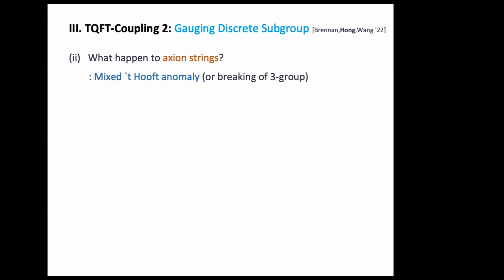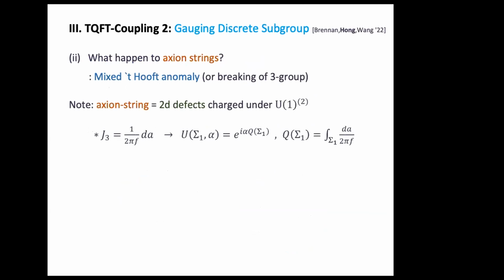Now, I want to briefly explain what is the most exciting observational feature of this operation. So what happened to the original axion string? Okay, the full analysis can be carried out by understanding the mixture of anomalies among all these higher-form symmetries, with a special understanding of the breaking of the groups. But I won't have time, so let me just give you a very quick way of understanding this.